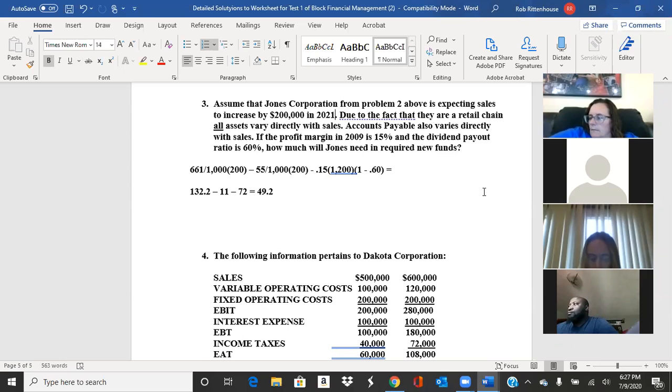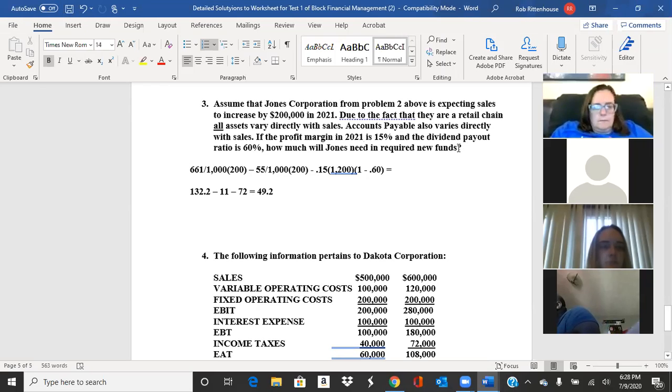And in this case, we're saying it's a retail chain. So as a retail chain, how do they grow sales? By opening more stores. If they open more stores, that gives them more assets. Okay. So all assets vary directly with sales. Accounts payable also varies directly with sales. If the profit margin, and again, let's be consistent here, 2021 now is 15% and the dividend payout ratio is 60%, how much will Jones need in required new funds?